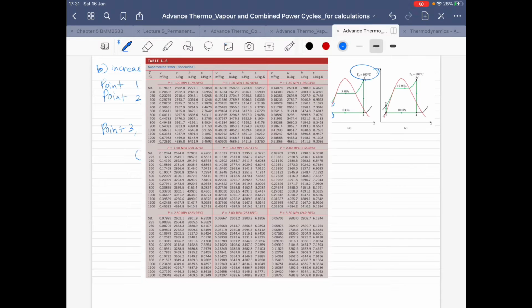This is A6. So in A6, we want pressure 3 megapascal. Okay, and then with what temperature was it? 600, right? This is 600. Temperature 600. Okay, so the enthalpy is this one, 3682.8 kilojoule per kilogram. That's the enthalpy. The entropy and everything else is next to it, so we may extract the information.